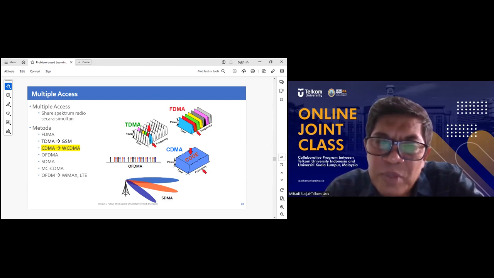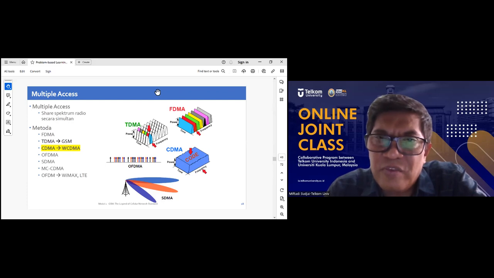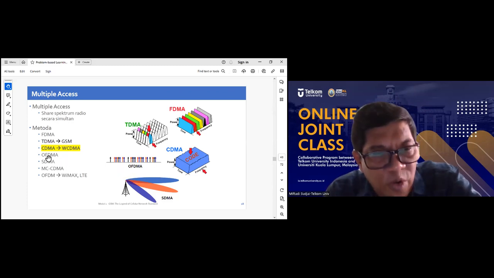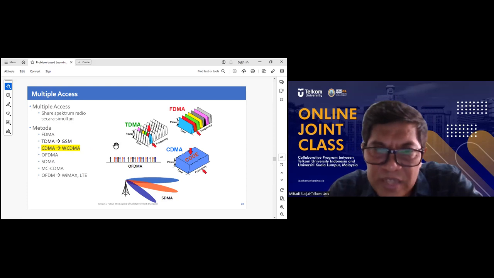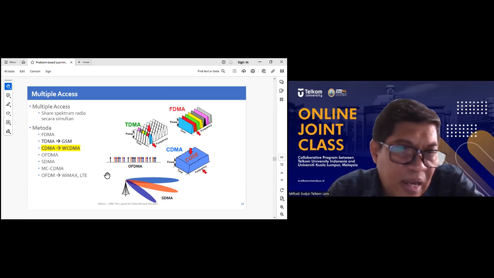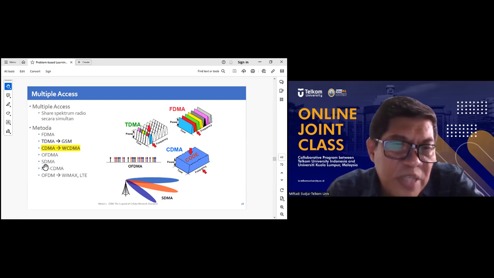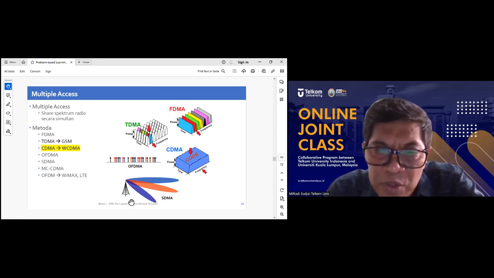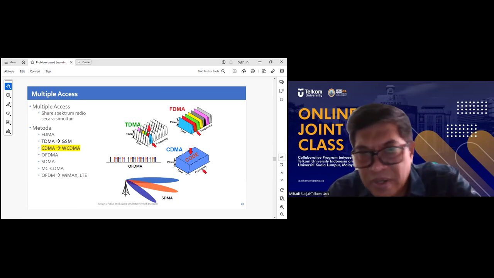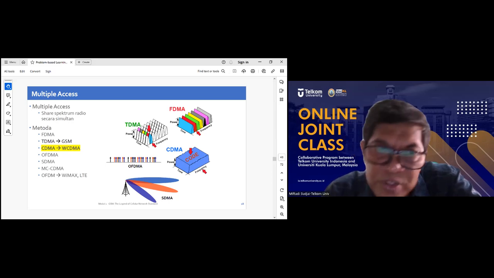Then we have modern multiple access schemes that are actually hybrids between TDMA and FDMA, or even between three kinds of these basic multiple access schemes. Another access called orthogonal frequency division, and so on, is actually a modification of these basic multiple access schemes. Plus there is what we call space division multiple access, done by using a smart antenna, for example. And this SDMA started to be considered for application from long-term evolution on, from 4G.